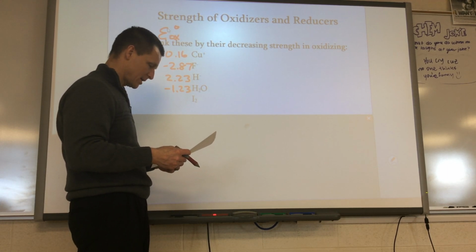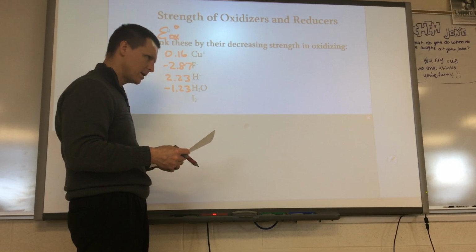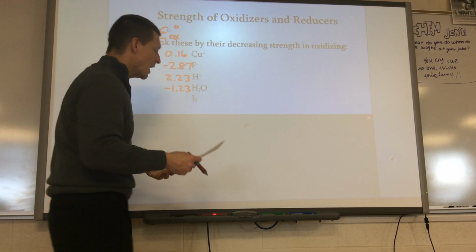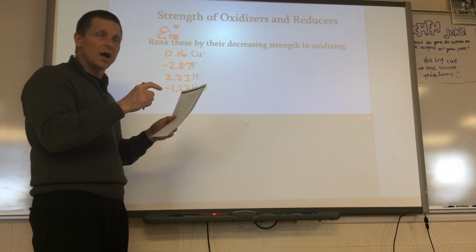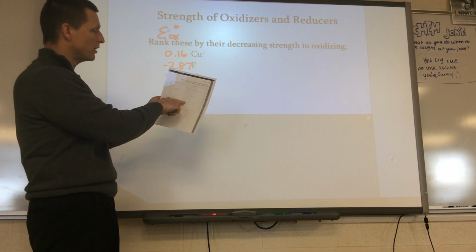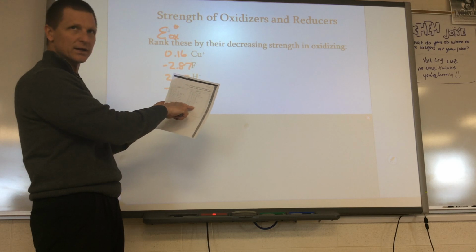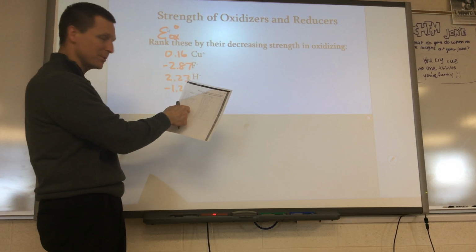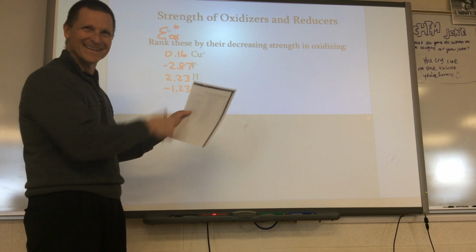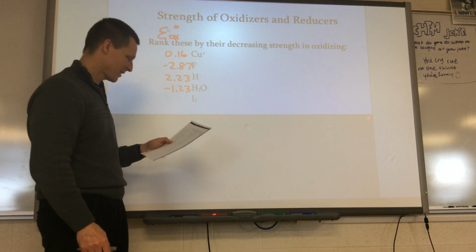Wait, then why did you use 0.83 in the last one? Because in the last one, we had to have the reduction of water. The reduction of water, you use the way it's written. The water will be a reactant. In the oxidation of water, you got to find water in the products and flip it around.